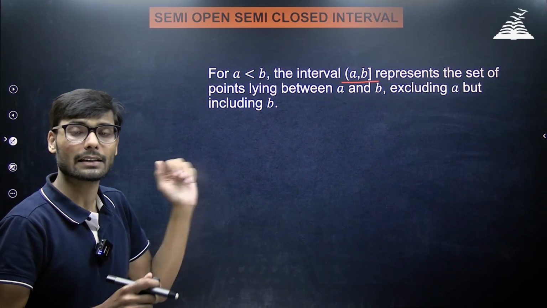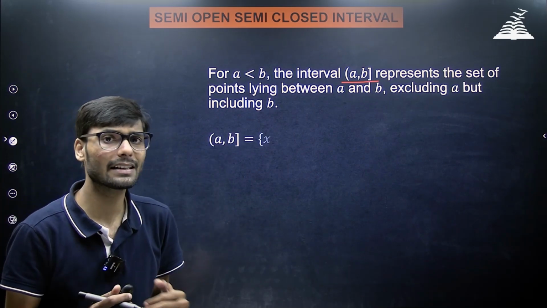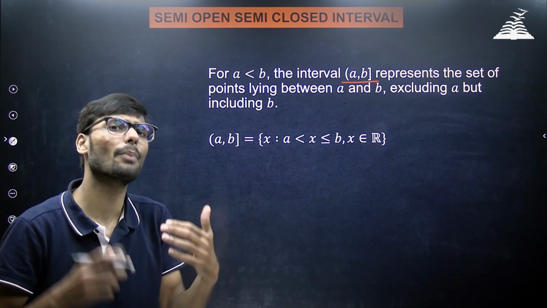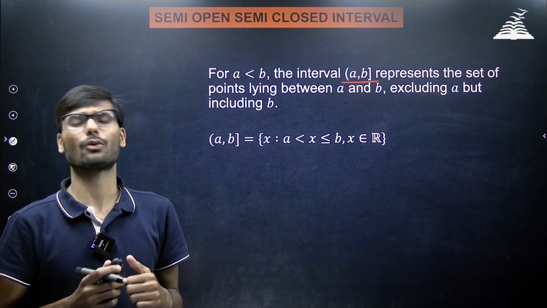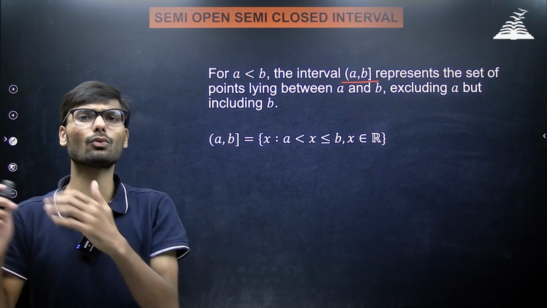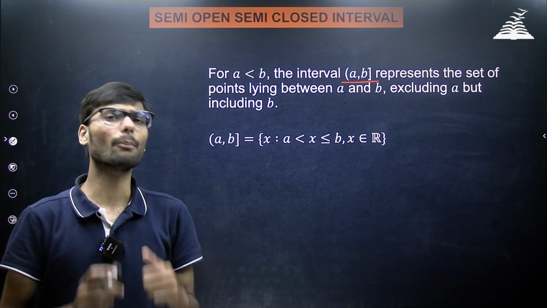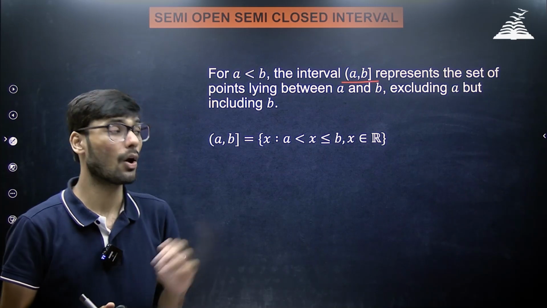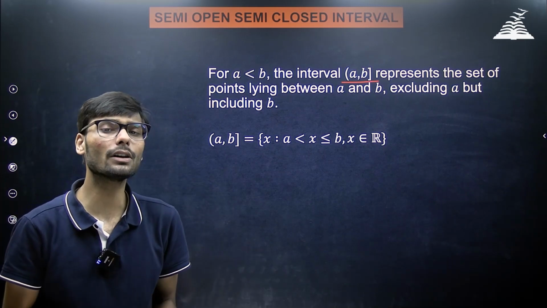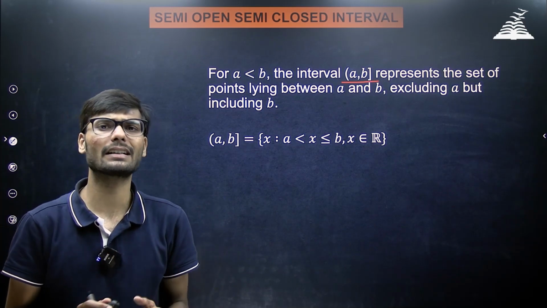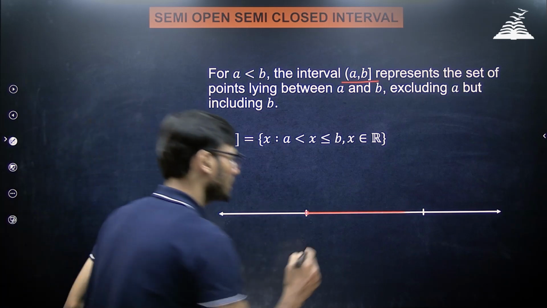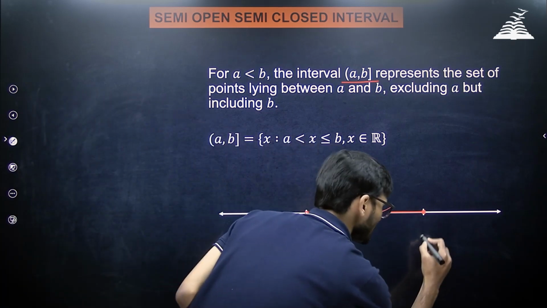So in the set builder form, we can represent it as x such that A is strictly less than x, but B is greater than or equal to x. x can be equal to B, or it could be a number between A and B, but it cannot be equal to A. On the number line, how will we denote it? We will put a hollow circle at A but a solid circle at B, like this. I hope this is clear.